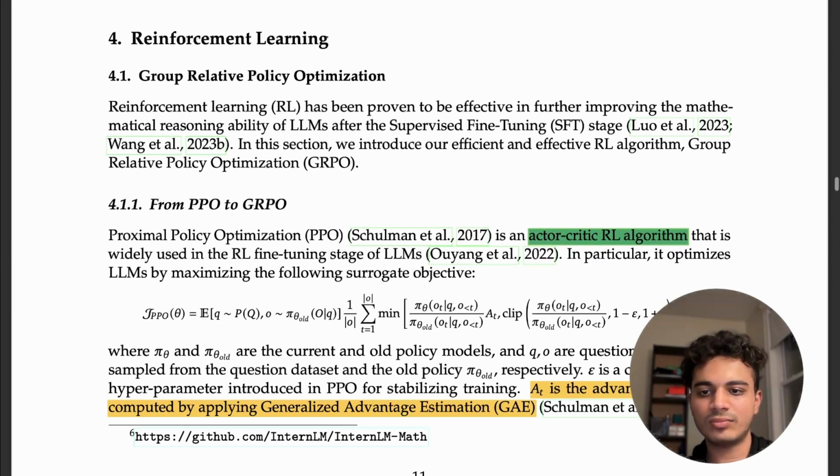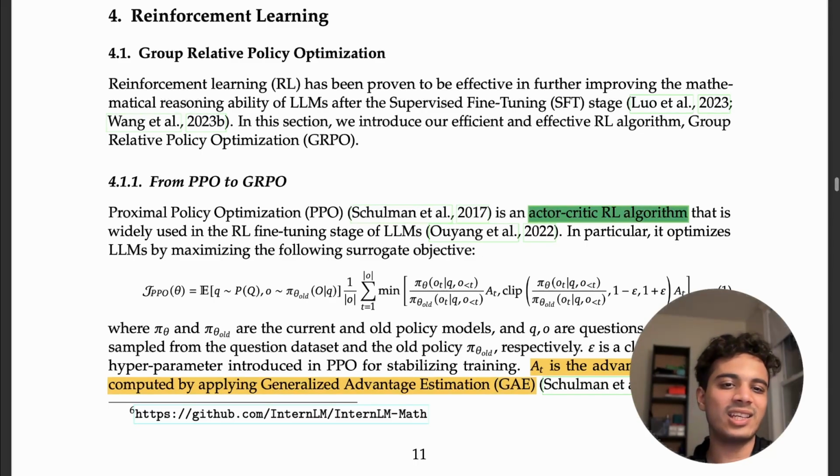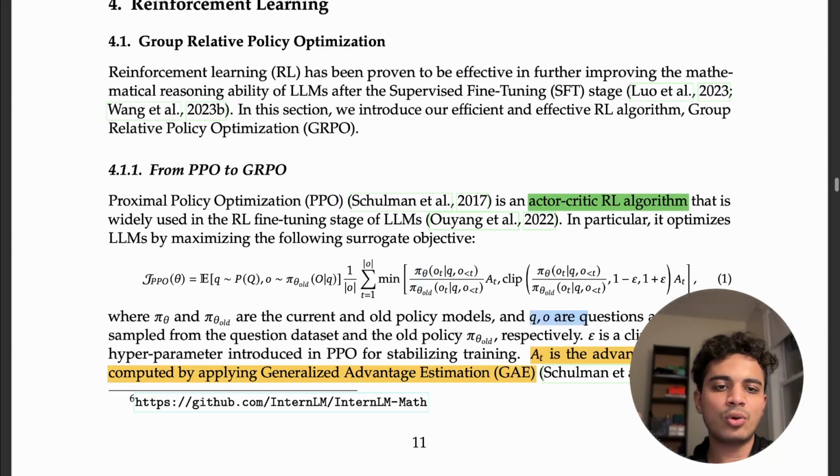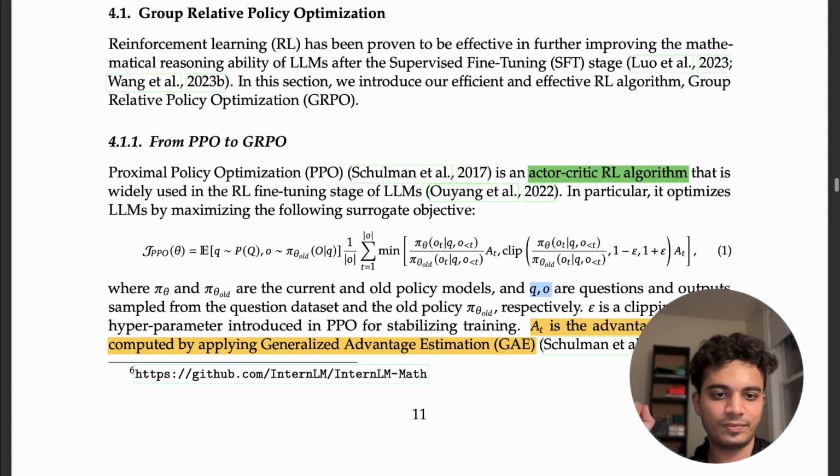And this is what the scary equation is. Over here, pi theta old is the old policy model, and pi theta is the current model. Fine, makes sense. Q and O are questions and outputs sampled from the question dataset and the old policy. So the old policy will give you some output on this question. So that's what Q and O are, respectively.